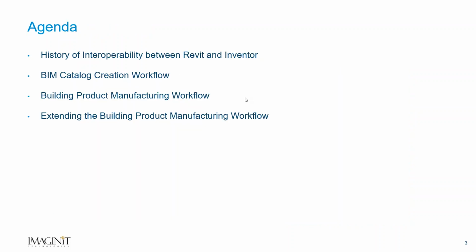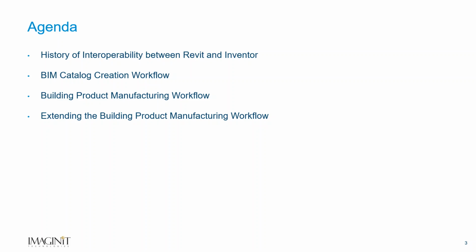A couple of things we want to do. We're going to talk a little bit about the history of interoperability between Revit and Inventor, and that's really what we're focused on. The idea of being able to create a manufacturing package, whatever that may be, within Inventor, and how do we send that across?